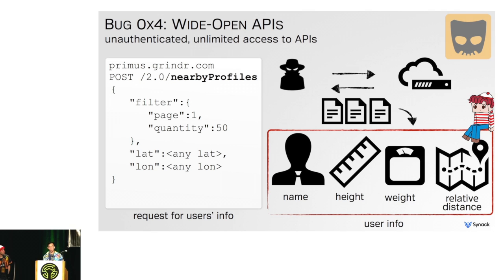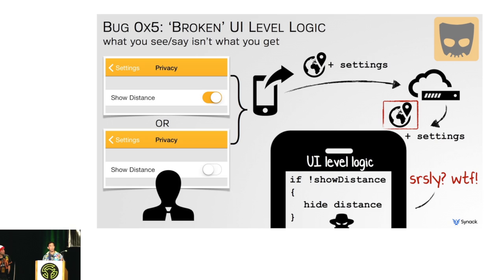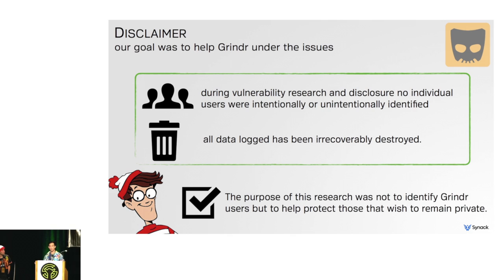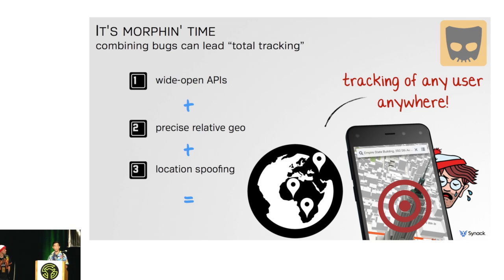Before we go any further, I should note that the purpose of this research was not to identify GRINDR users, but to help protect those that wish to remain private. And that during the vulnerability research and disclosure, no unwilling users were intentionally or unintentionally identified, and that all data we logged during this has been irrecoverably destroyed. So based on the bugs we found, we theorized that we should be able to track any user at any given time. The APIs were wide open. We had extremely precise geolocation information, and location spoofing was dead easy.